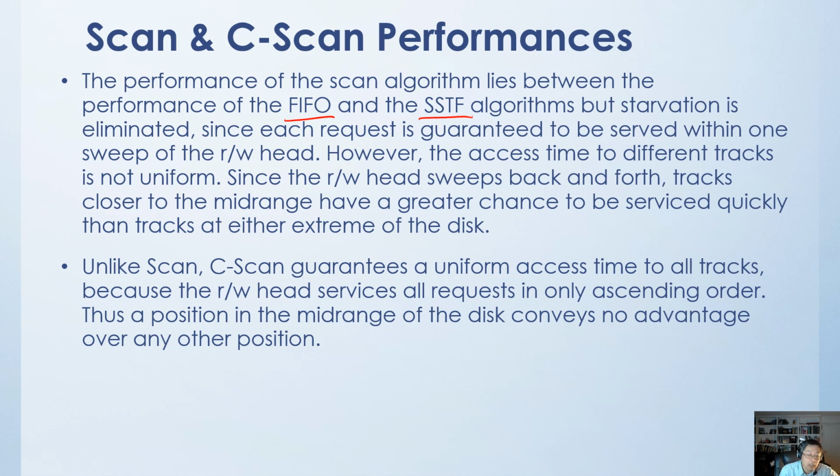Now, unlike scan, C-scan guarantees a uniform access time to all tracks, because the read and write head services all requests in only one ascending order. So a position in the middle range of the disk conveys no advantage over any other position. So it just guarantees uniform access.